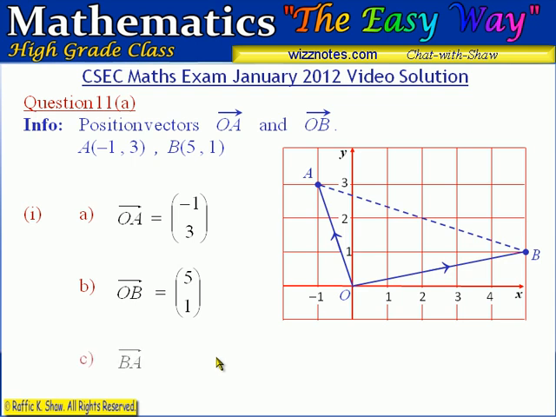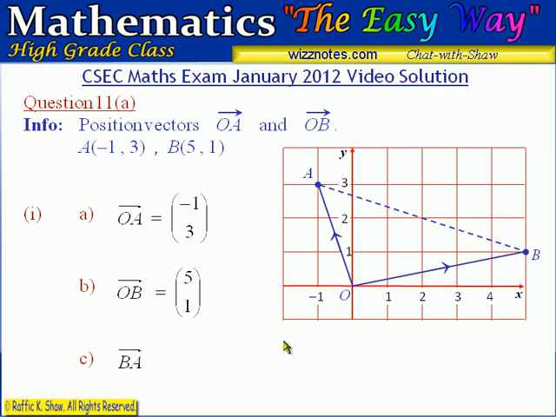Then the third part is asking us for the vector BA. Now that's a displacement vector. The displacement vector that will take us from B to A. And if you look at the diagram, to go from B to A, going along the components of the X and Y, we would have to go 6 units backwards, 1, 2, 3, 4, 5, 6, and 2 units upwards, 1, 2. So therefore, the vector BA, based on the diagram, would be -6, 2. -6 in the X direction, 2 units in the Y direction.